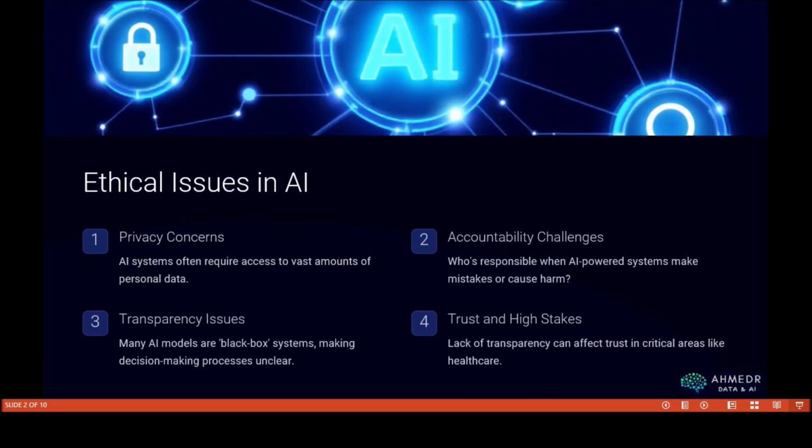We'll start with privacy in AI, which is one of the most important ethical concerns. AI systems often require access to huge amounts of personal data, medical records, location history, or even private conversations to function effectively. But how do we ensure that this data is used responsibly without violating the individual's right to privacy?